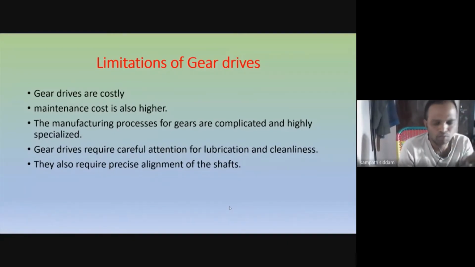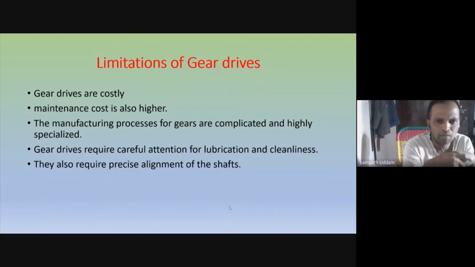Usually gear drives are very costly because the shape may be a little complicated. You make a number of teeth to have your mesh, and production of those gears is also costlier. Gear drives are a bit costlier when you compare them with chain drives or belts. Maintenance cost is also obviously higher, because there is continuous contact between the two gears, so lubrication is required and needs changing.